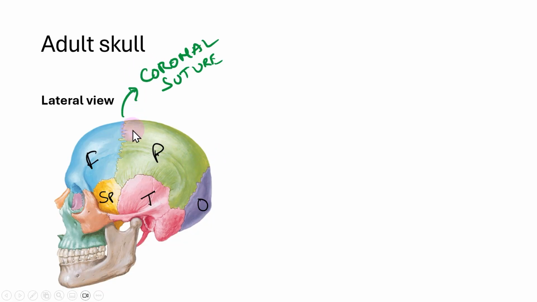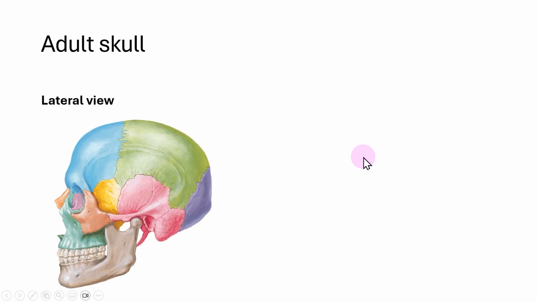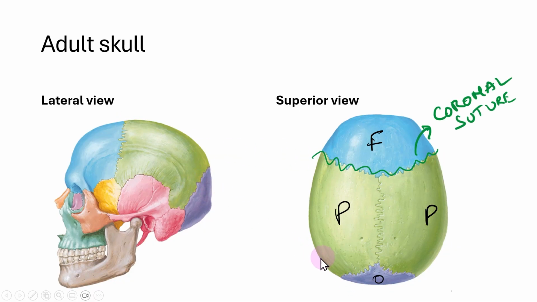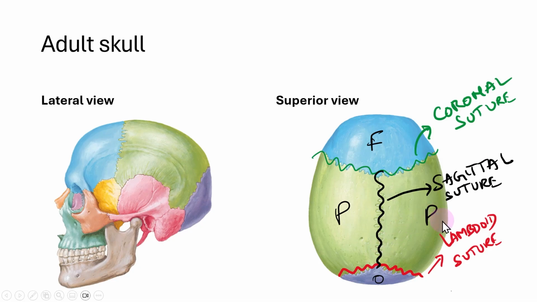This is known as the coronal suture because it runs in the coronal plane, and this is known as the lambdoid suture. Let us have a look at this skull in a vertical view. It is called the norma verticalis or the superior view. So in the norma verticalis, I hope you can identify the frontal bone, the two parietal bones, and the occipital bone over here. Between these, you can again spot the coronal suture and the lambdoid suture. And between the two parietal bones, you have a suture over here, and that is known as the sagittal suture.